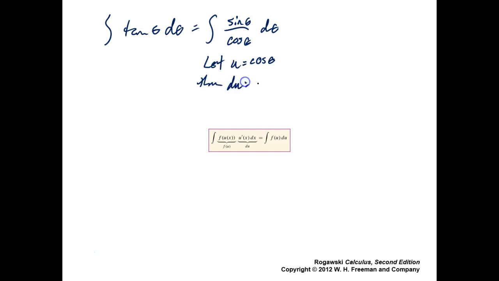Then du is equal to? Negative sine. Okay, when you're taking the derivative, the derivative of sine is cosine, and the derivative of cosine is negative sine. When you're integrating, the integral of sine is negative cosine, and the integral of cosine is sine. They're reversed, because they're undoing each other, right? Negative sine theta d theta.